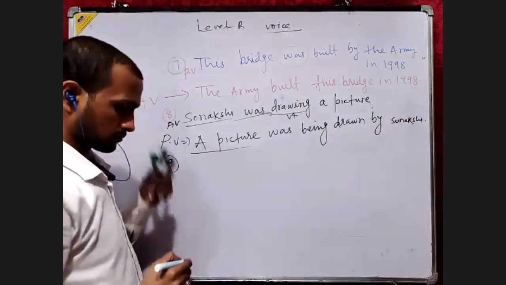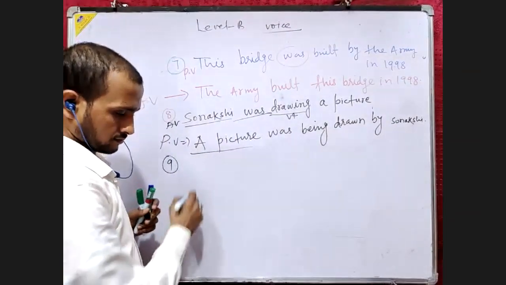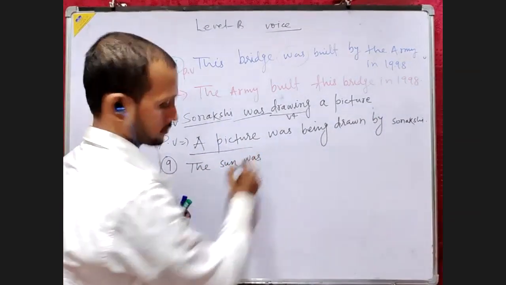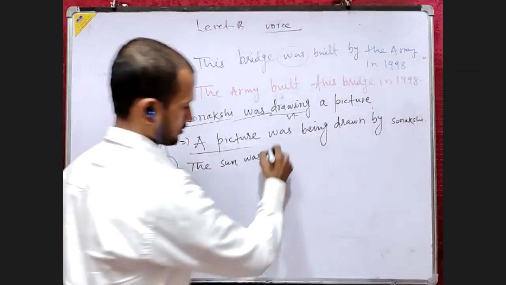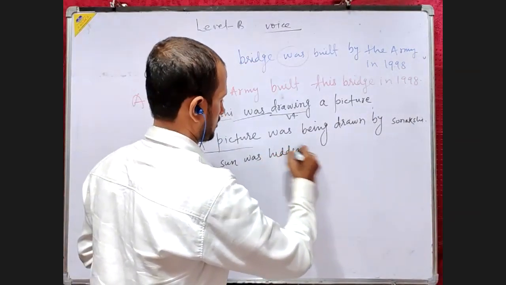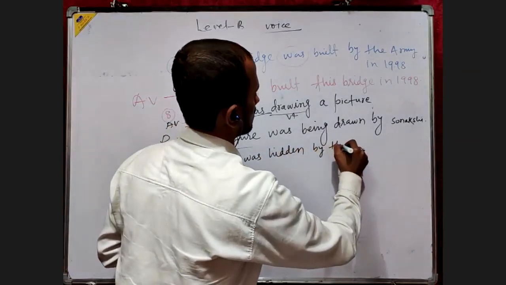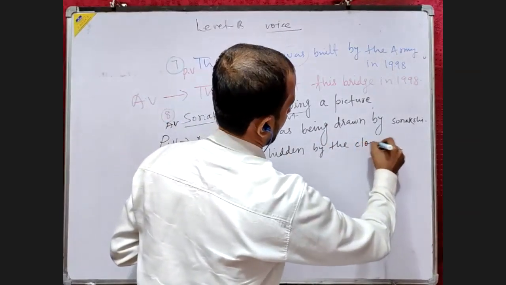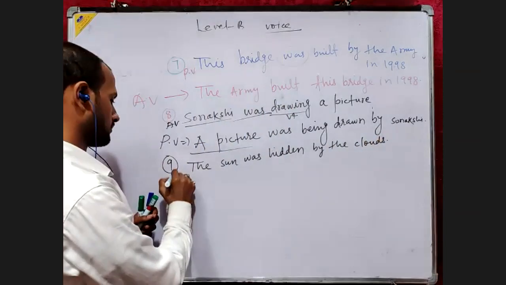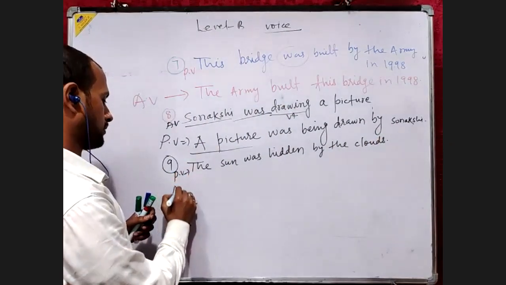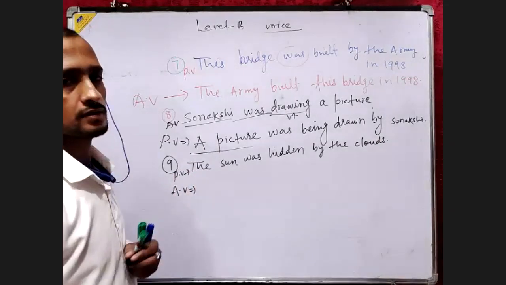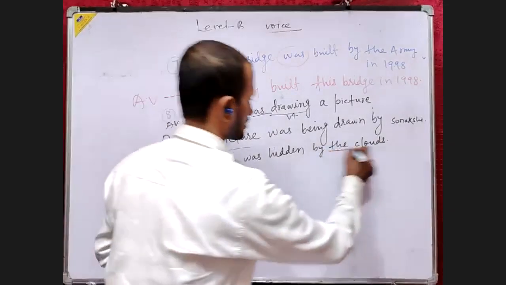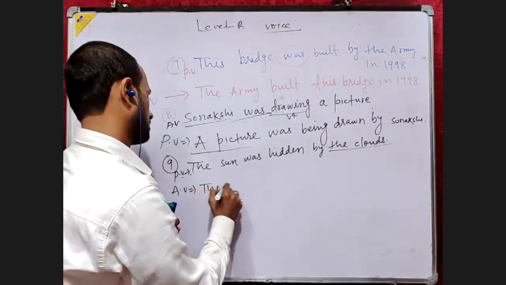9 number. The sun was hidden by the clouds. It is a passive voice, and we have to change in active voice. Firstly, we need subject. Subject will be the object of passive voice. What is the object? The clouds. The clouds.